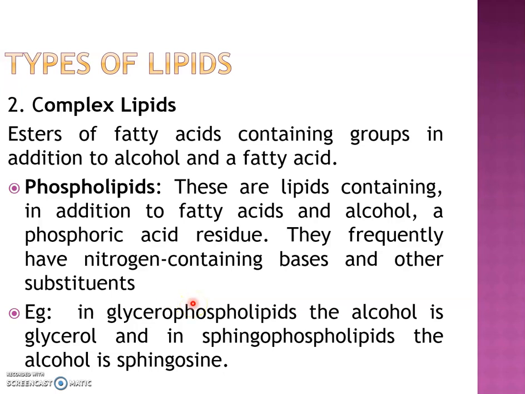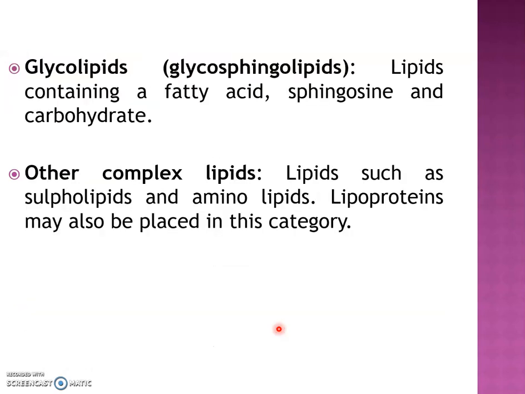Then another example is glycolipid. Glycolipid is also a complex lipid which on hydrolysis gives fatty acid, alcohol, and a carbohydrate group. That is why it is termed glycolipid. Here it is a glycerophospholipid that also contains an additional group. The glycolipid contains fatty acid, sphingosine, and carbohydrate, that is fatty acid, alcohol, and carbohydrate.